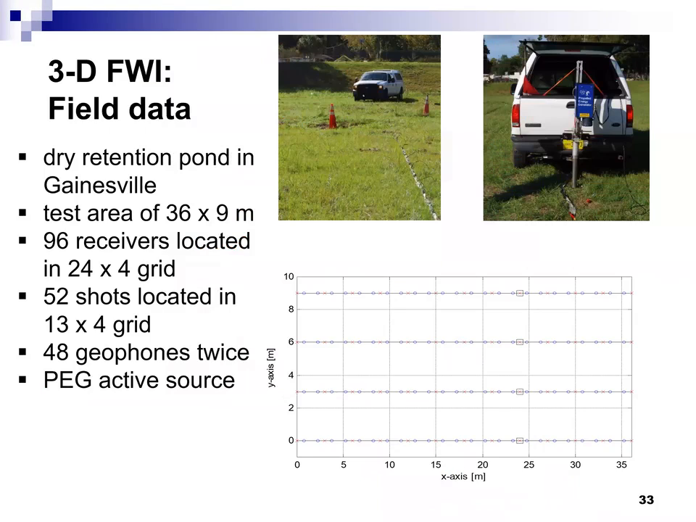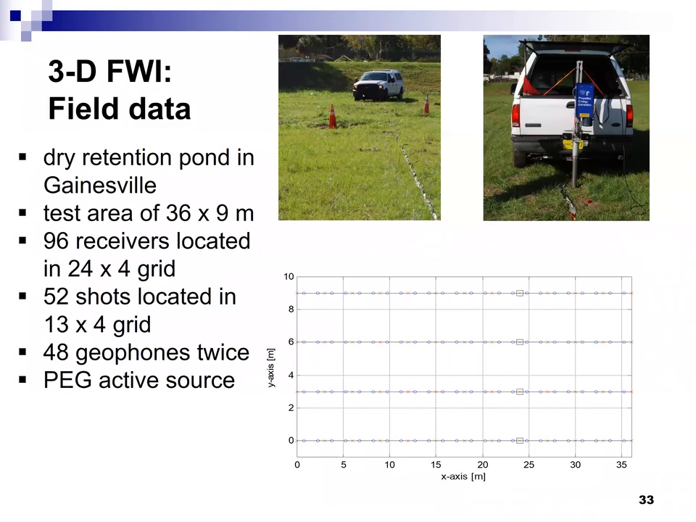So that is 3D, and then we bring it to the field. This is our first field application. We did it at another dry retention pond in Gainesville, a different one. We see some chimney here. We hoped there was some void underneath, but there was no big void, so we couldn't find one. But we identified a low velocity zone there. The test area is only 36 by 9 meters, so 120 by 30 feet. This was just our first attempt.